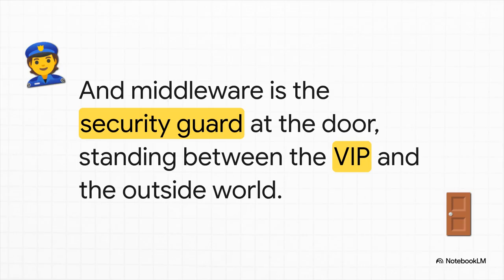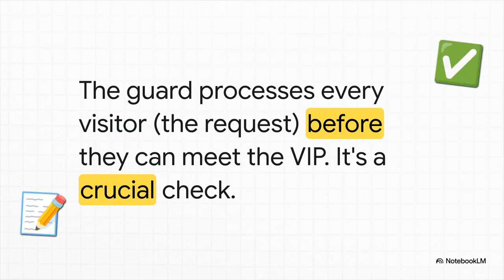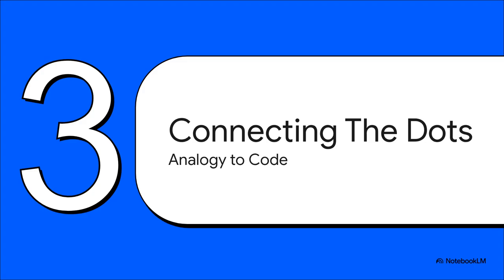So standing at the door, there's a security guard. And that security guard, yep, that's our middleware. The guard's job is super important. They process every single visitor, which is our web request, of course, before they can get anywhere near the VIP. Maybe the guard writes down their name in a logbook. Maybe they check an ID to see if they're on the guest list. The key takeaway here is that this check happens for everyone, and it happens first. Okay, pretty simple story, right? A VIP and a security guard.